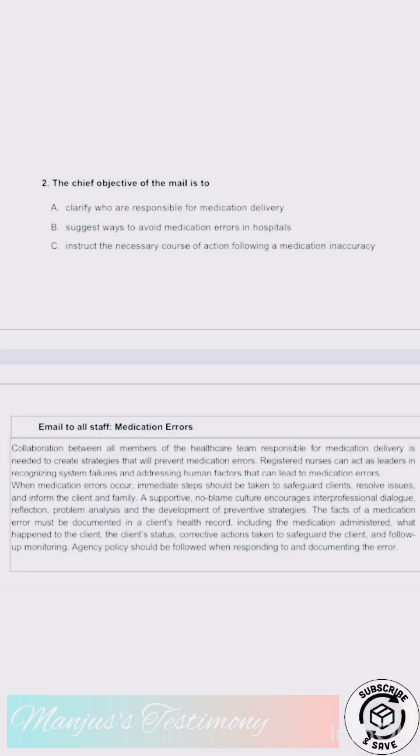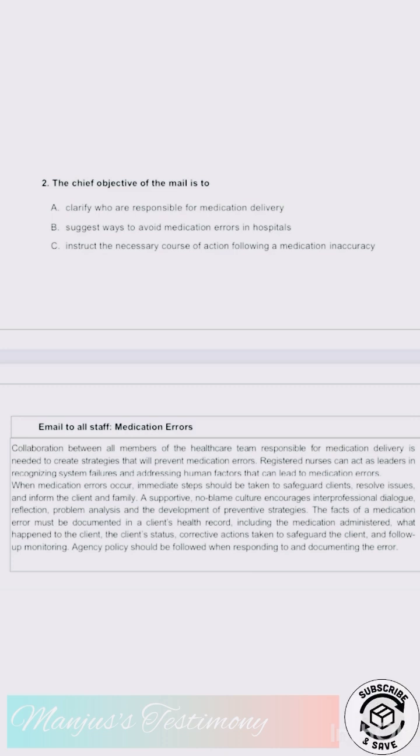So this is an email. The question here is, the chief objective of the email is to clarify who is responsible for medication delivery, suggest ways to avoid medication errors in hospital, or instruct the necessary course of action following a medication inaccuracy. So let's read the text.